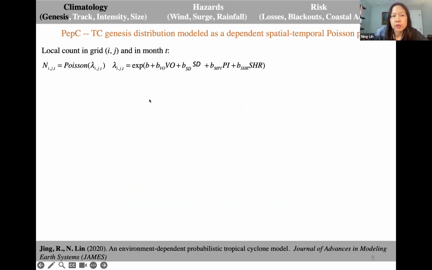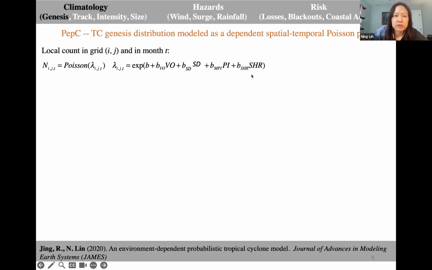Basically, the initial storm counts in each grid, which I will define in a moment, in each month are modeled as a Poisson distribution with a Poisson parameter depending on the environmental condition parameters relevant to TC genesis, including vorticity, saturation deficit, potential intensity, and wind shear. Those will be obtained from the global climate model simulation.